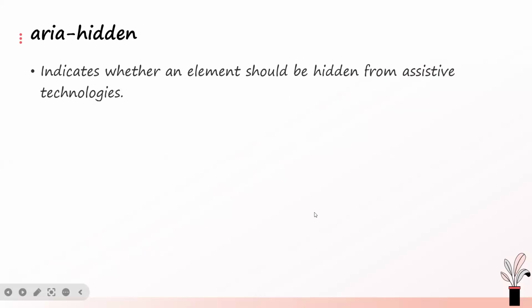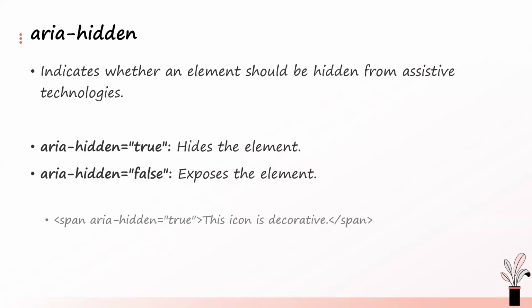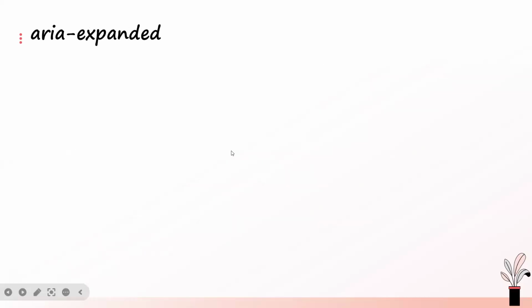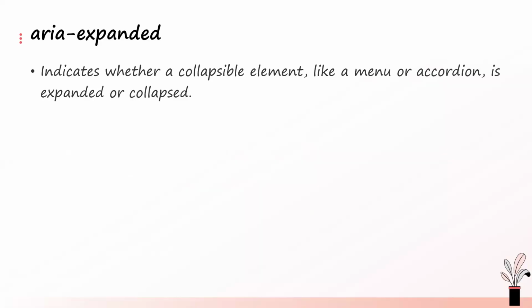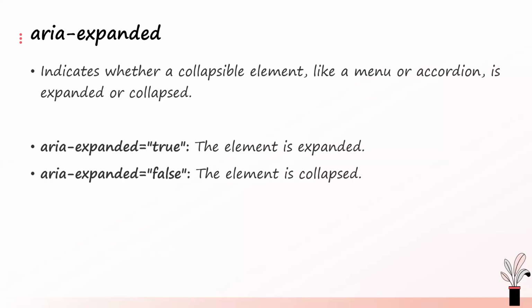All right. So aria-hidden indicates whether an element should be hidden from assistive technologies. Just like we have the images and we say decorative images and we say aria-hidden is true. False exposes the element, true hides the element. Okay. All right. So aria-expanded is used for content that can be expanded, just like your accordion. It indicates whether a collapsible element like a menu or accordion is expanded or collapsed. When we say aria-expanded true, we are saying this element is expanded. When we say false, it means it is collapsed.